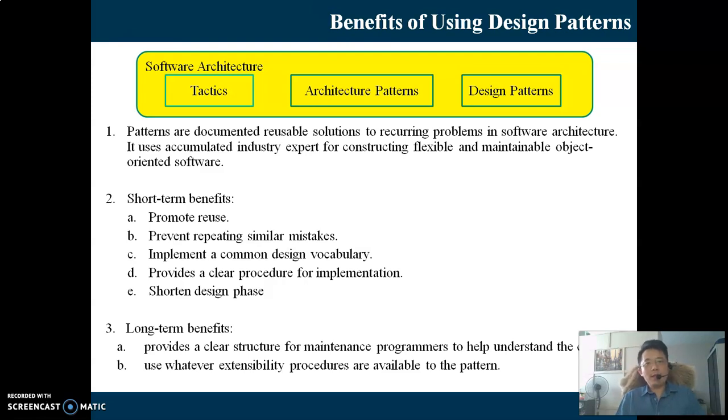So far, we have learned about the differences between tactics, architecture patterns, and design patterns. Tactics are strategies to achieve quality attributes of a software, such as redundancy, to achieve high reliability of the systems, high availability of the systems.